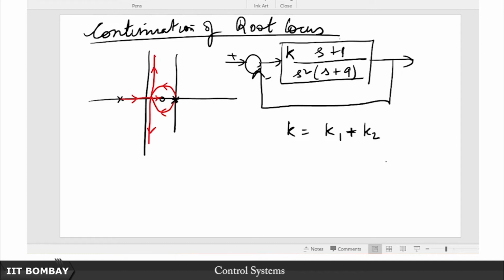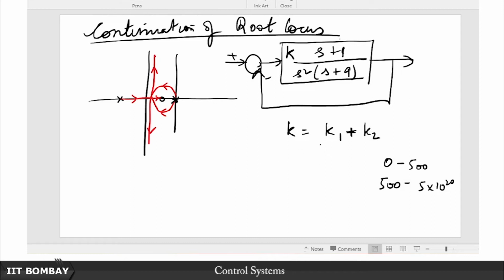Let us say K1 allows me to vary the knob between 0 and say 500, and K2 allows me to vary the knob from 500 to whatever desired value, let us say 5 into 10 to the power 20, whatever value I like. Initially I would have K2 set to 0; I would not invoke K2, it would be off. I am just going to turn this knob K1.